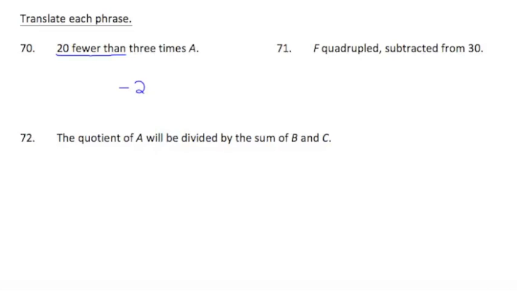So I want to think of this as we're going to be subtracting 20 from something. Well, what are we going to be subtracting 20 from? Well, the next thing that's written here, which is 3 times A. And so I want to write that as 3 times capital A. Go ahead and pause your video player now and try question 71. And then when you get done, hit play and see how you did.